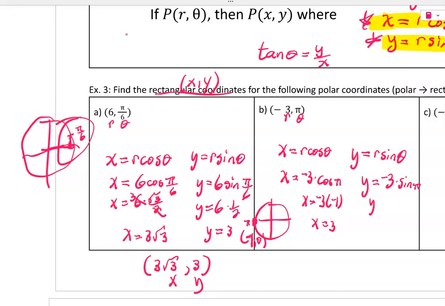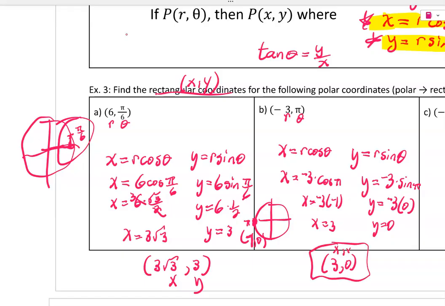And look at your y coordinate on the unit circle here. That's 0. Negative 3 times 0 is 0. So wow, that's 3 comma 0. Now, I do want to point something out here.